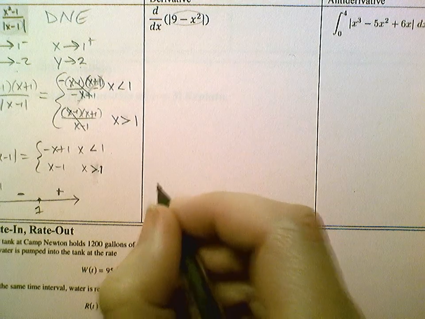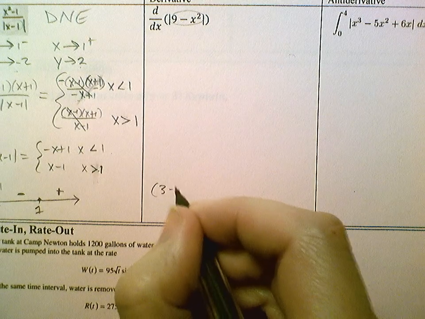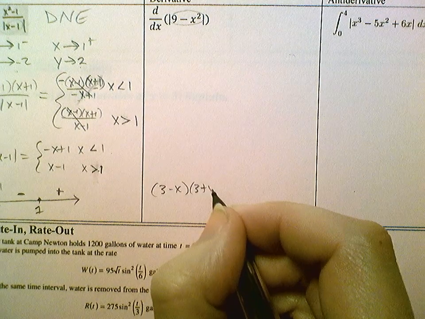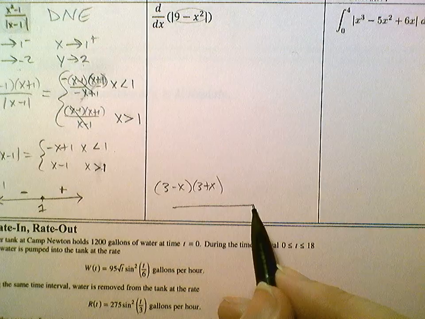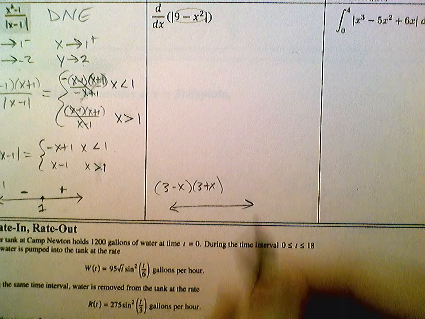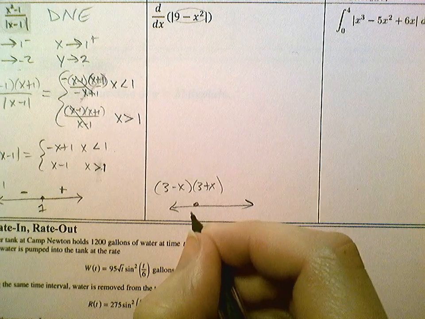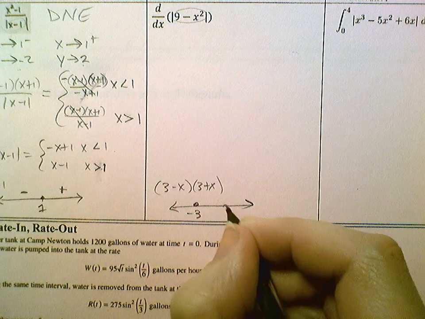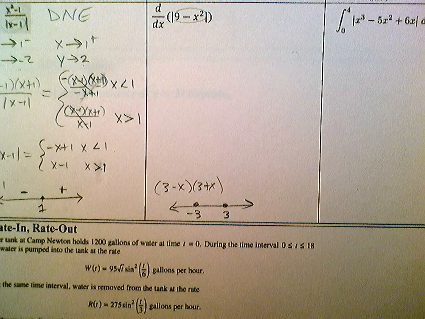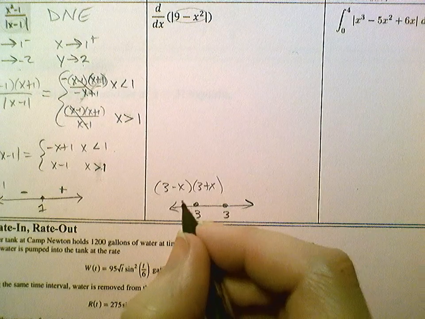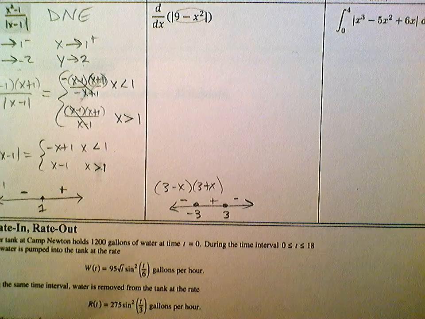So 9 minus x squared actually factors, that's a difference of 2 squares. So I'm just going to factor it right away because I'll have to anyway soon. And then I do a number line. Okay, so I've got negative 3 and positive 3. And then I do the interval tests. It goes negative, positive, negative.